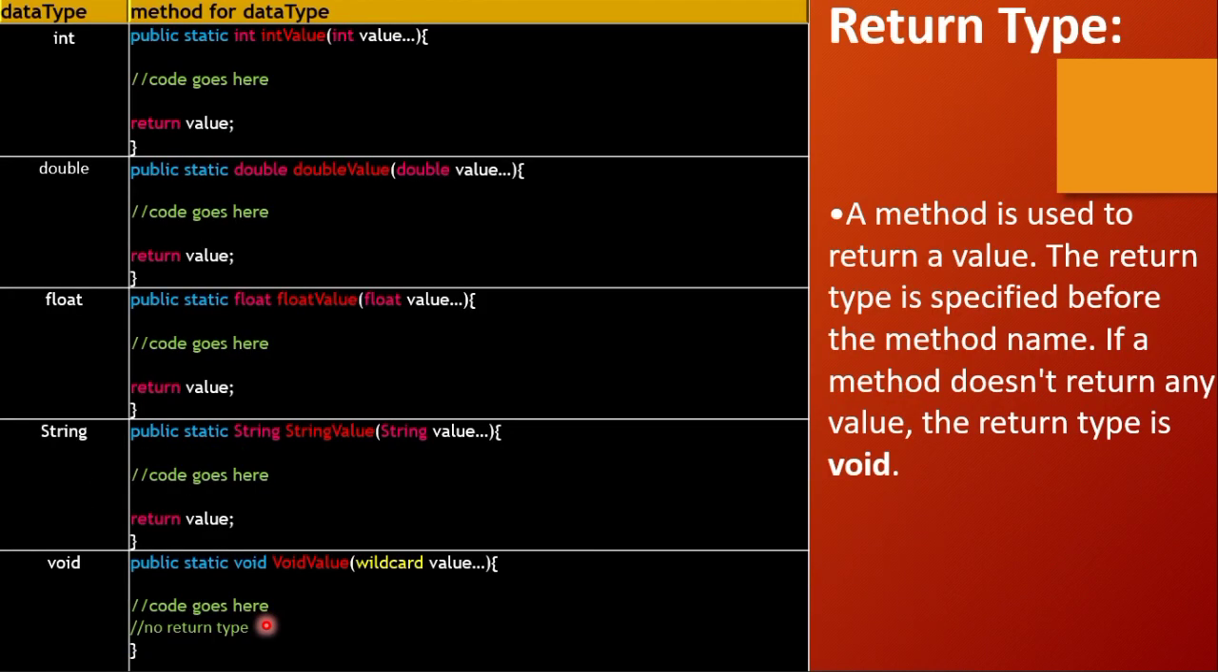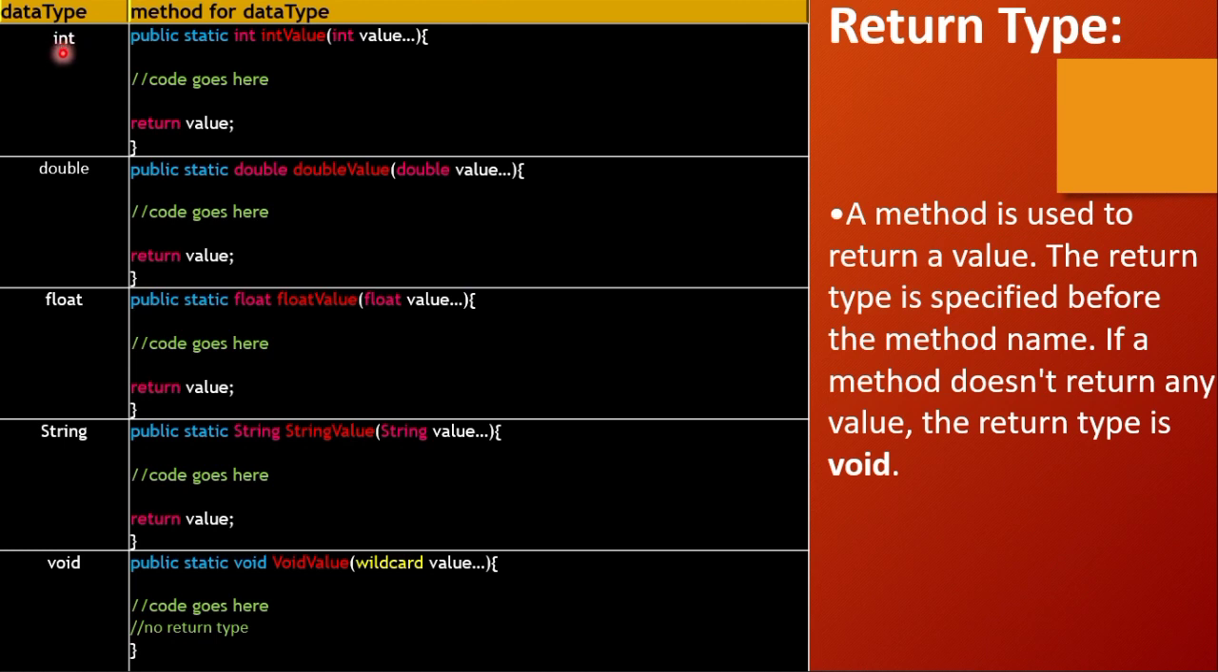All right. So with that being said, let's talk about the return types. A return type is used by a method to return a value. So the return type is specified before the method name. If any method does not return any value, its return type is declared as void.